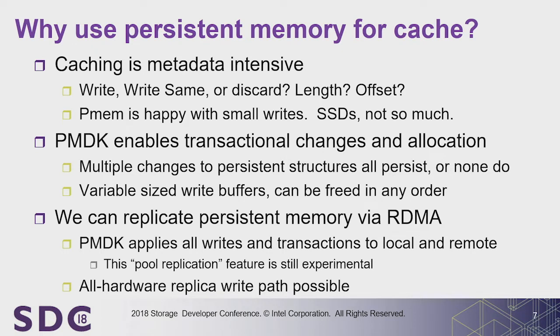Persistent memory is kind of overkill for an RBD write-back cache. So you might wonder why we do this, not an SSD. But caching is always metadata intensive. Every write has a little bit of information that comes with it that you have to keep track of. If you put this on a block device, you've got a lot of tiny writes, and no block devices are happy about that. That's one reason. The PMDK support for transactions and allocation is another big reason.